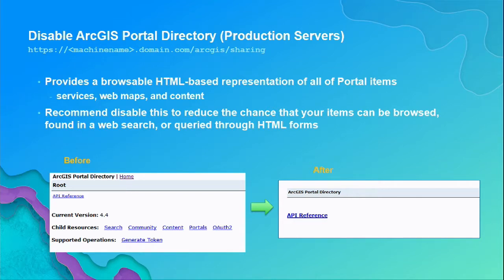Again, whenever you disable the services directory, if you look at it from an intercepting proxy, you'll get that HTTP 403, which means access denied. This is all you see whenever you disable it, just basically a link to the API reference that's out there.